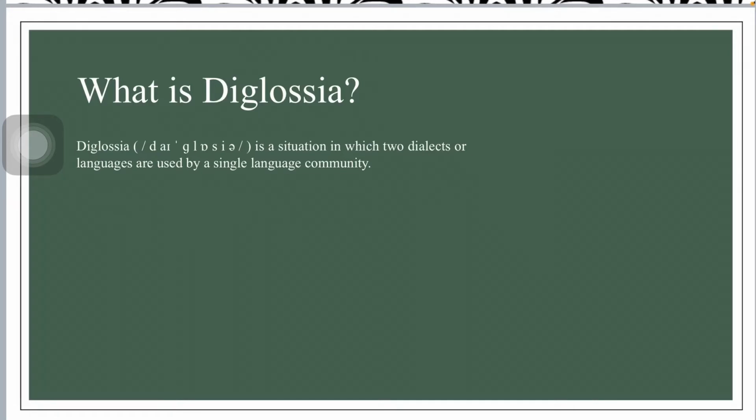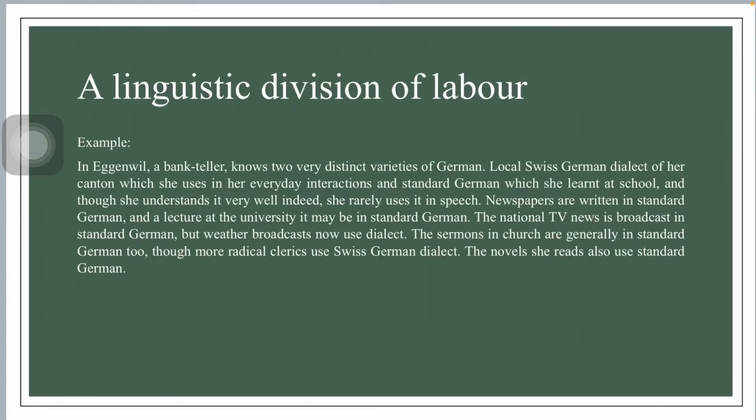Bilingual diglossia is a type of diglossia in which one language variety is used for writing and another for speech. A linguistic division of labor. For example, in Egenwil, a bank teller knows two very distinct varieties of German: the local Swiss German dialect of her canton, which she uses in her everyday interaction, and Standard German, which she learned at school. And though she understands it very well indeed, she rarely uses it in speech.